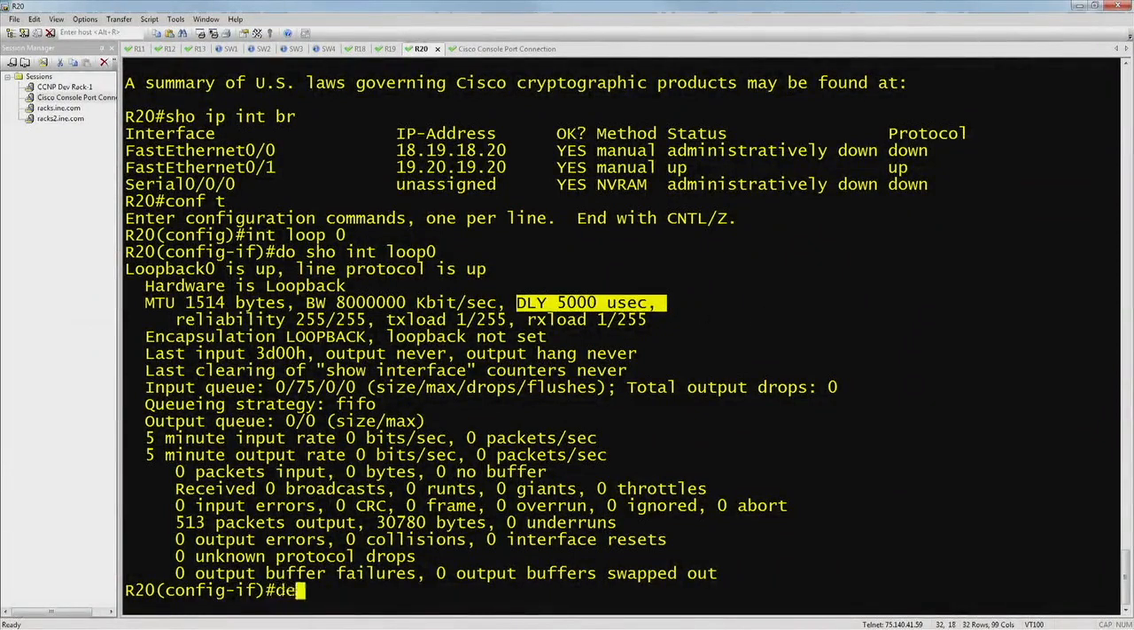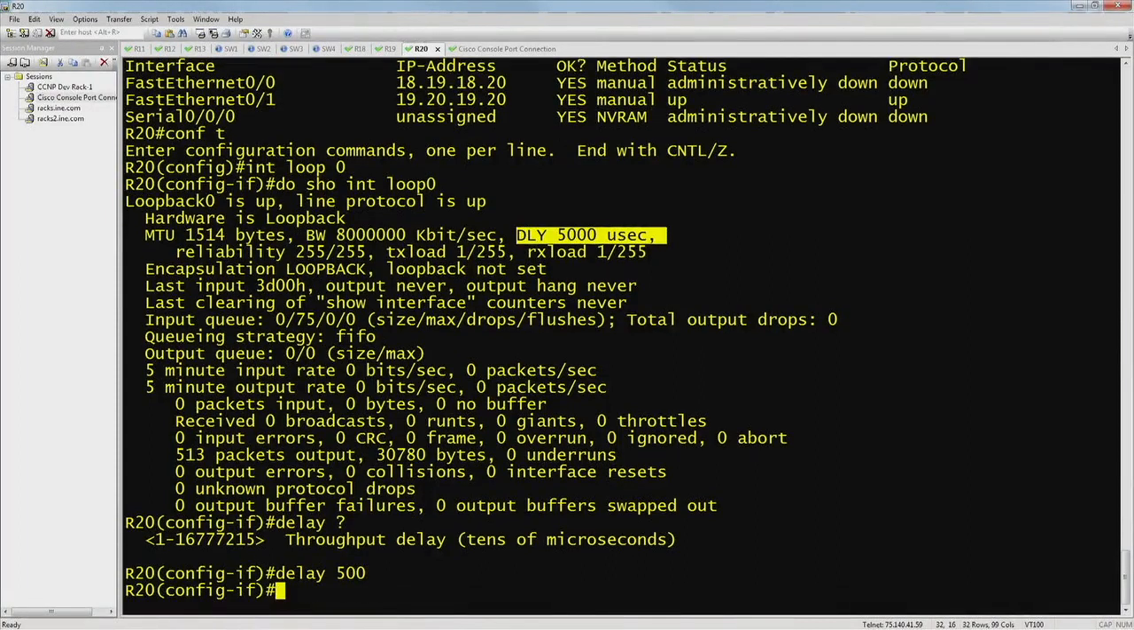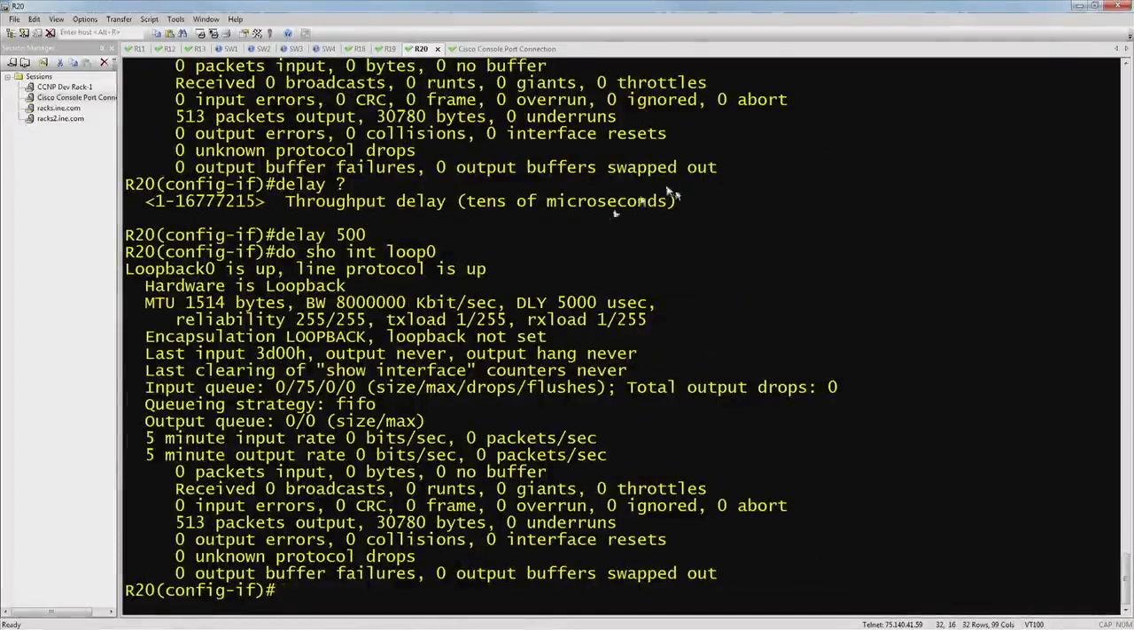So I'm going to say delay, in tens of microseconds. Okay. So if I typed in a delay of 500, that should keep it the same. That should not change anything. Let's just see. Yep. Okay, because it's in tens of microseconds.